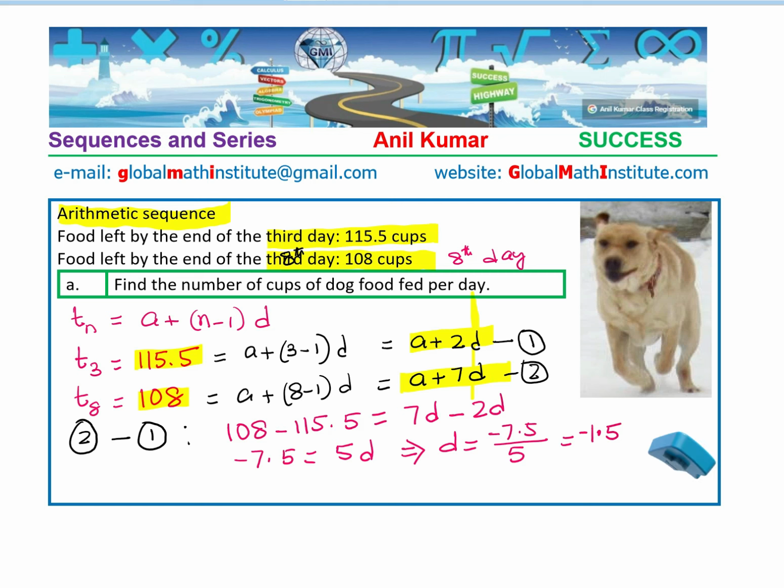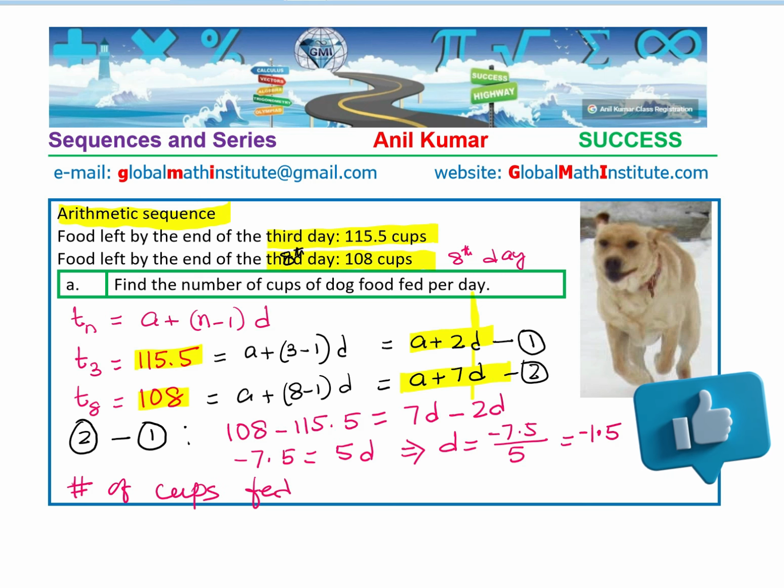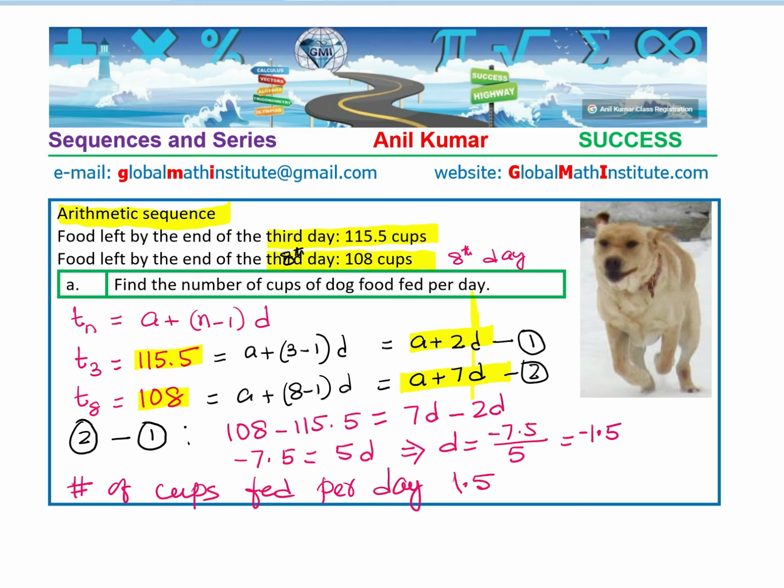Correct. So now find the number of cups of dog food fed per day. Clearly, the number of cups fed per day cannot be a negative value, right? Negative only signifies that the amount is decreasing, but the number of cups fed is 1.5. Is that clear to you? Correct. So we got this value for part A. Perfect. So let's continue and answer part B.